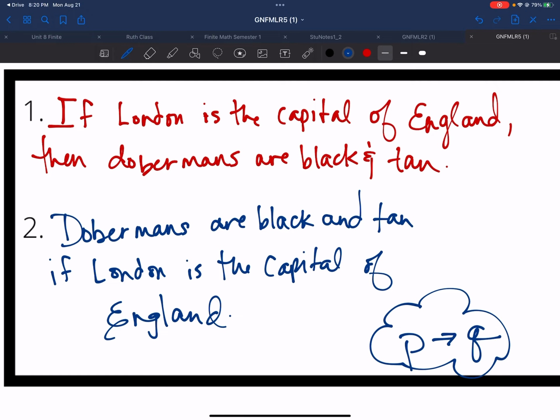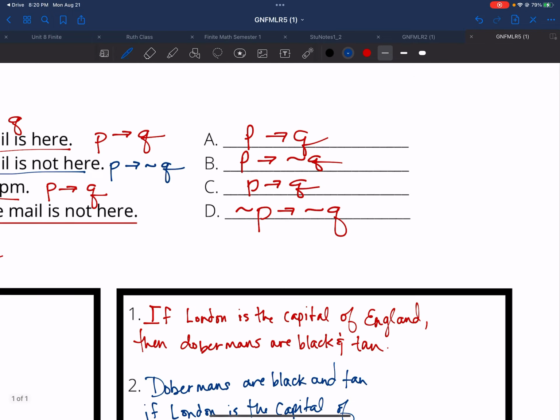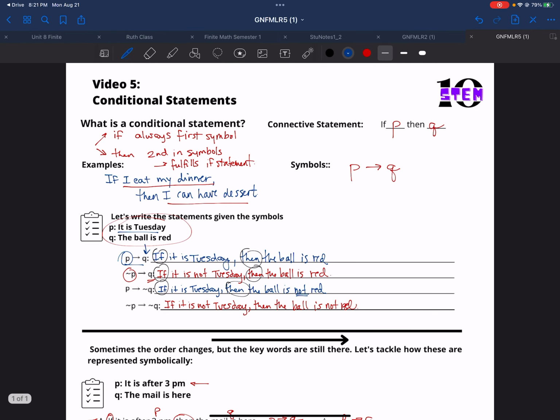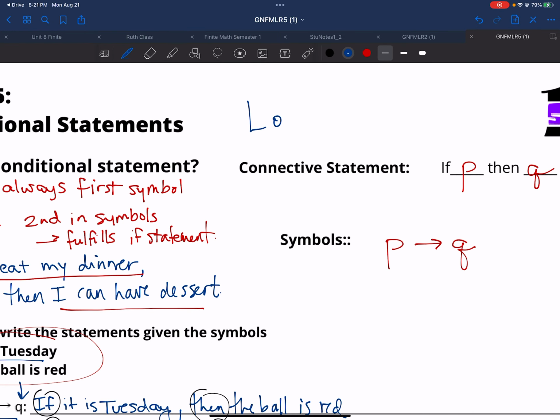All right, so that is the notes for video 5. And what you'll find is that there is an assignment called Logic 4 that you're going to complete that will help you practice this.